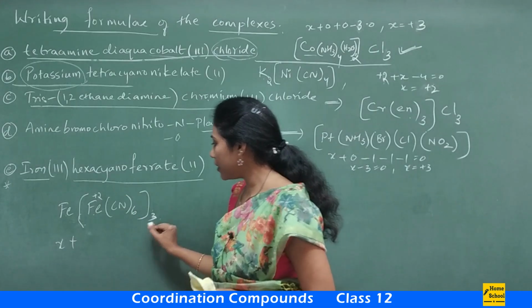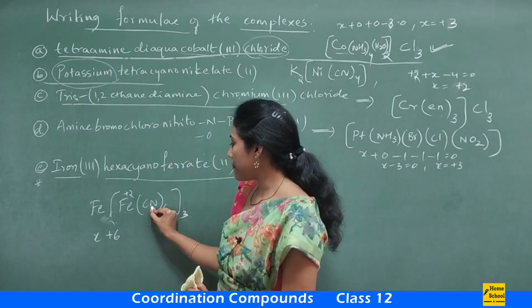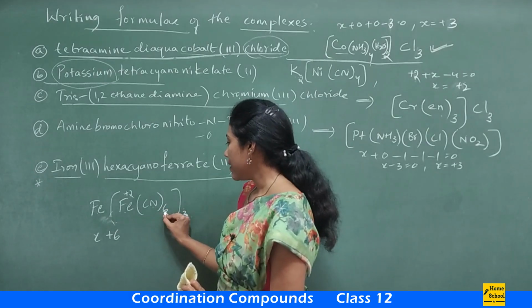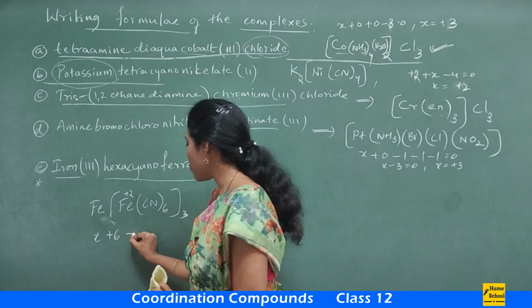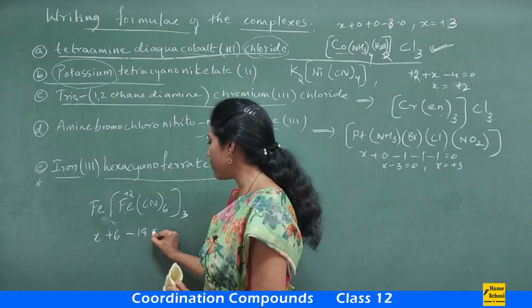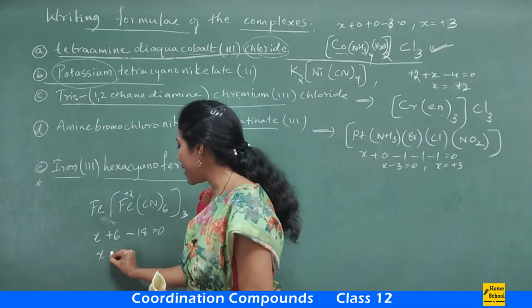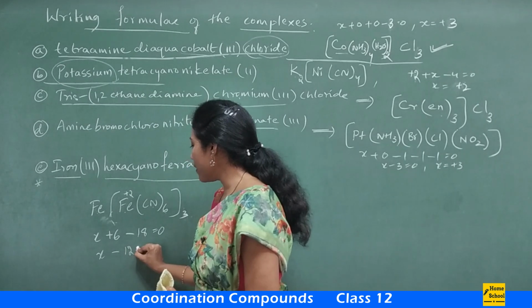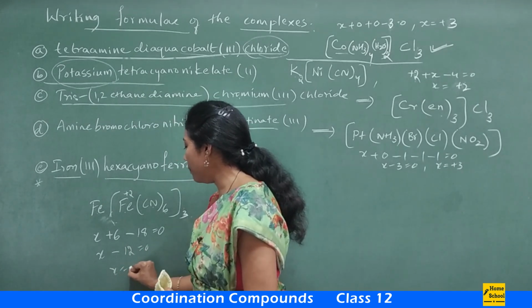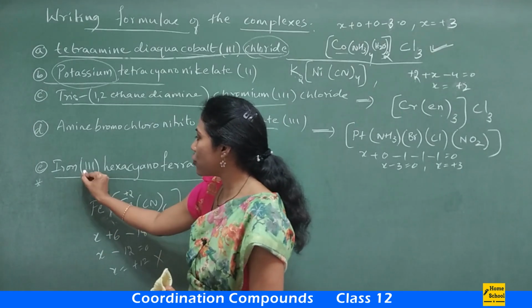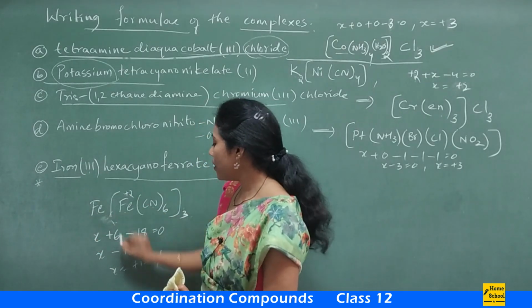So 2 into 3, 6. CN's charge is minus 1. Minus 1 into 6, minus 6. 6 3s are 18, so minus 18 is equal to 0. So how much is the x value you will get? x minus 12 is equal to 0. x is equal to plus 12 you will get. Isn't it wrong? x should be 3. So now it is wrong.